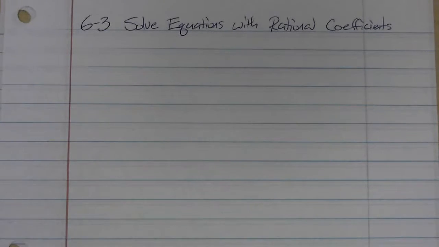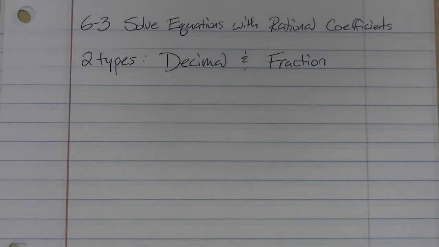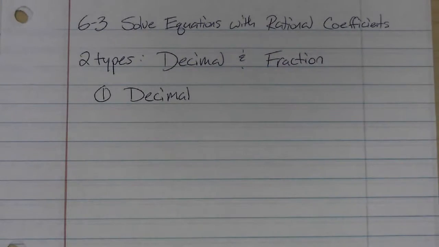This is Chapter 6, Section 3, Solve Equations with Rational Coefficients. Now, just to remind you, remember rational numbers are numbers that can be expressed as a fraction, so we're going to be dealing with decimals and fractions as coefficients today. So, let's take a look. First of all, like I said, we're going to have decimal and fraction coefficients as the two types we look at. Let's start out with decimal.